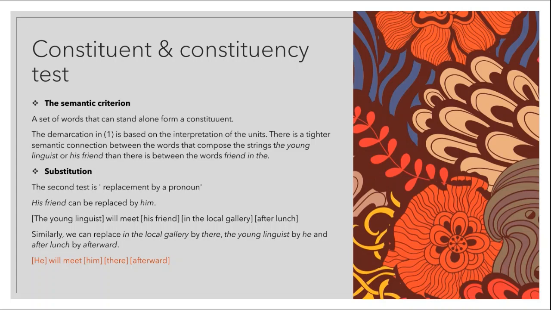The first test is the semantic criterion: a set of words that can stand alone form a constituent. The demarcation is based on the interpretation of the units. There is a tighter semantic connection between the words that compose the strings the young linguist or his friend than there is between the words friend in the.